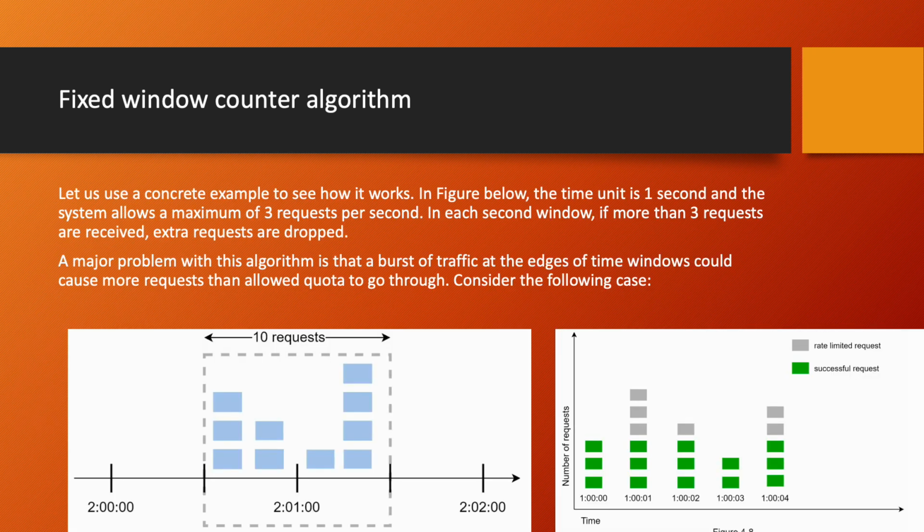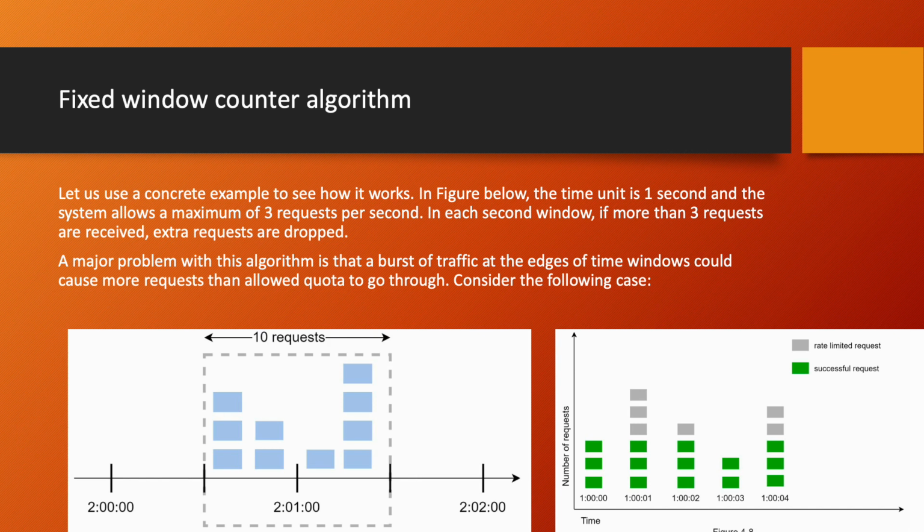So let's use a concrete example to see how it works. In the figure below, the time unit is 1 second and the system allows a maximum of 3 requests per second. In each second window, if more than 3 requests are received, extra requests are dropped. A major problem with this algorithm is that a burst of traffic at the edge of the time windows could cause more requests than the allowed quota to go through.